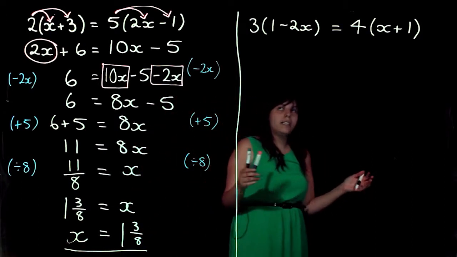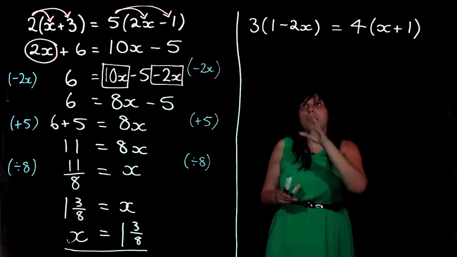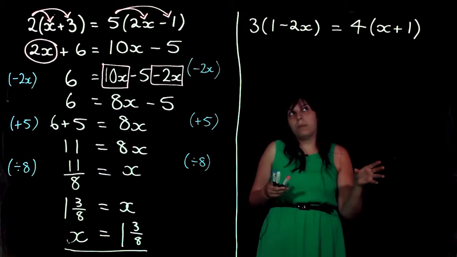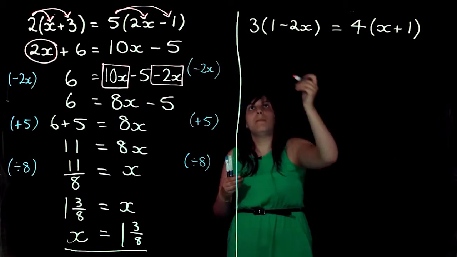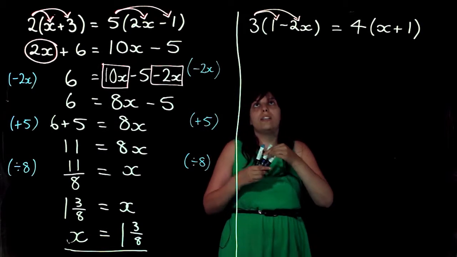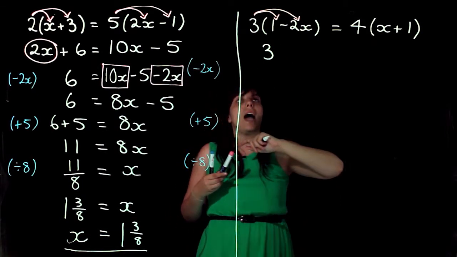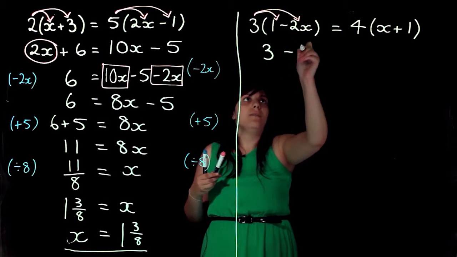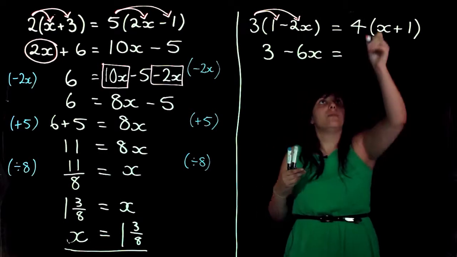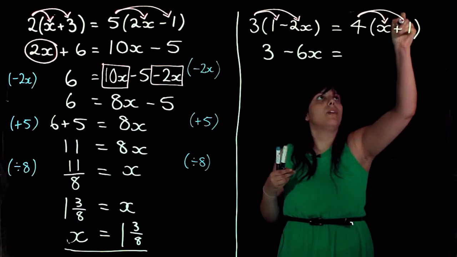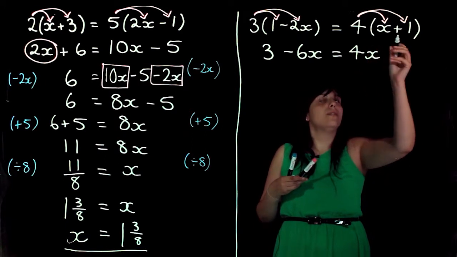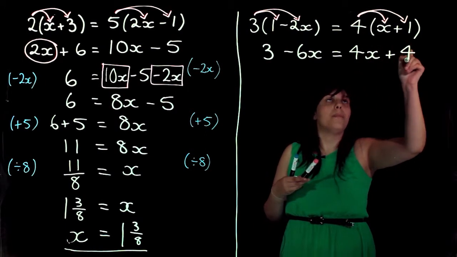Now, if I move to this side, I've got a new example. So 3 lots of 1 minus 2x equals 4 lots of x plus 1. So I'm going to expand both sides. So 3 times 1 is going to be 3, and 3 times minus 2x is minus 6x. And then that equals this side once it's expanded. So we've got 4 times x, which is 4x, and 4 times 1, which is 4.